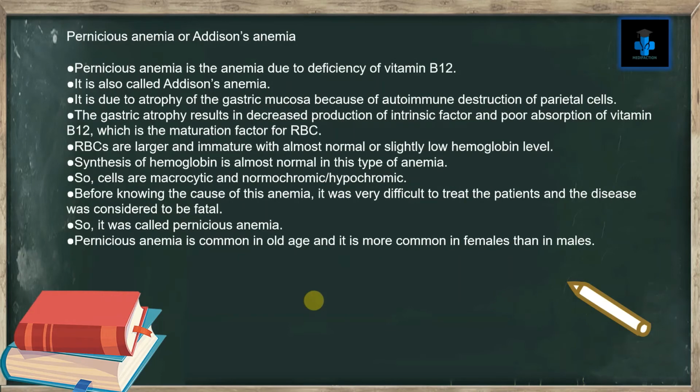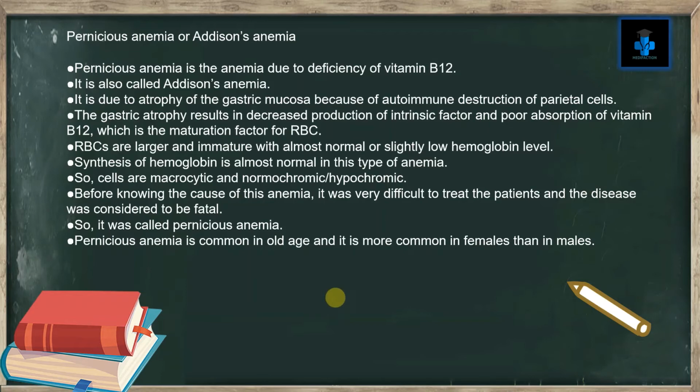Pernicious anemia or Addison's anemia. Pernicious anemia is the anemia due to deficiency of vitamin B12. It is also called Addison's anemia. It is due to atrophy of the gastric mucosa because of autoimmune destruction of parietal cells.